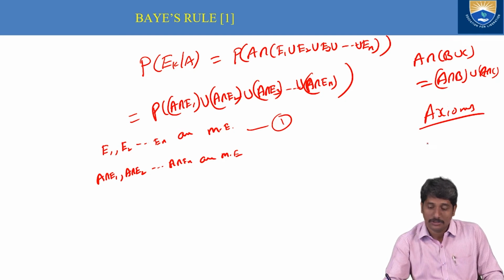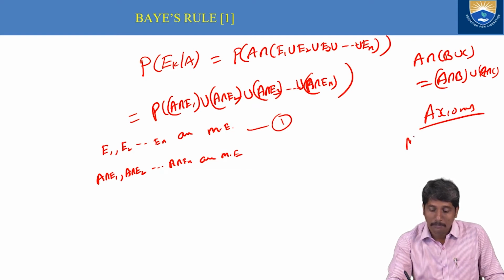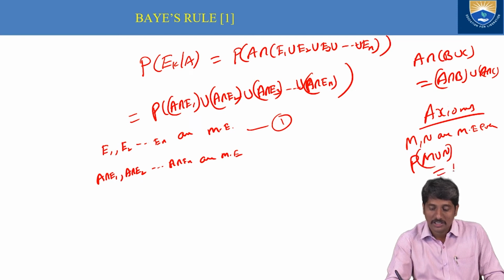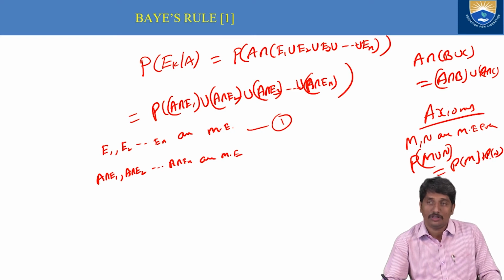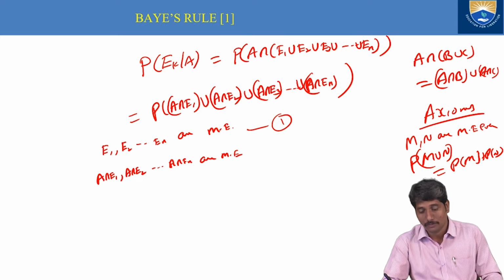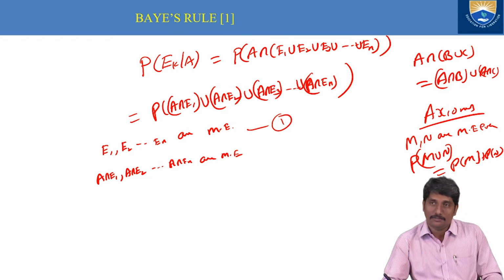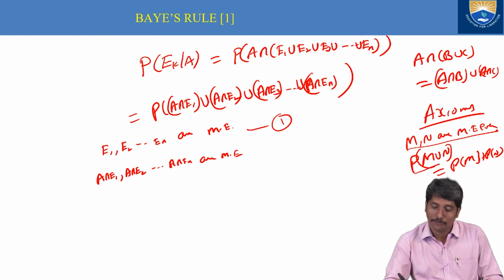And we have axiom 3 from Kolmogorov's three axioms. That is, if M, N are mutually exclusive events, then P of M union N is nothing but P of M plus P of N. This is called the axiom of union under mutually exclusive events, the third Kolmogorov's axiom.